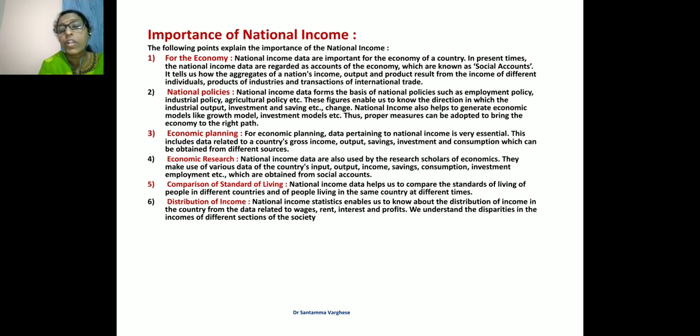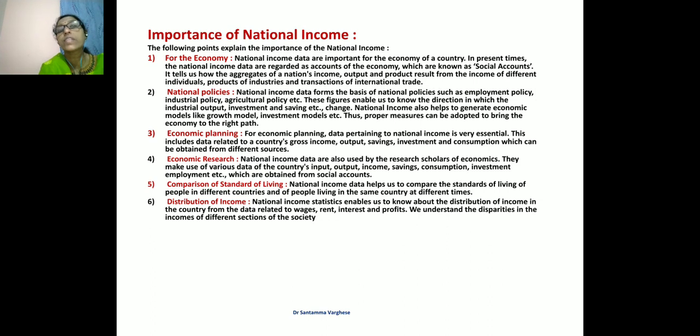Economic planning. For economic planning, national income is very important. Then economic research. National income data is also used in economic research. Researchers make use of different data of the country on input, output, income, saving, consumption, investment, employment and such. So it is very important. Comparison of standard of living. National income data helps to compare the standard of living of the people. Hence, national income is very important.